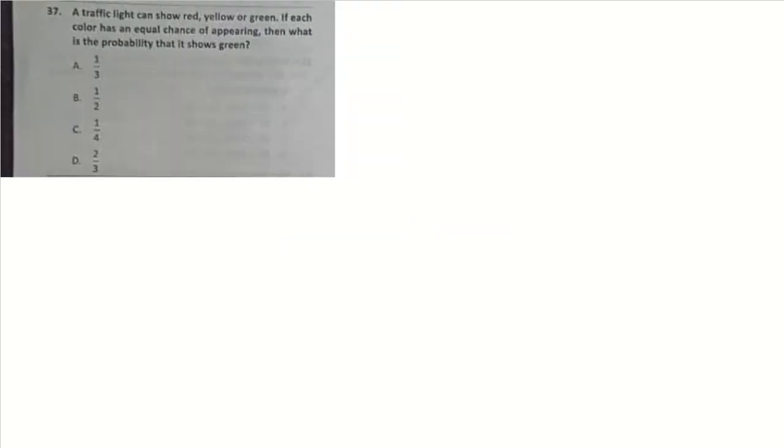Alright, question 37. A traffic light can show red, yellow, or green. If each color has an equal chance of appearing, then what is the probability that it shows green? This was a very simple question. Answer is option A, 1 by 3.